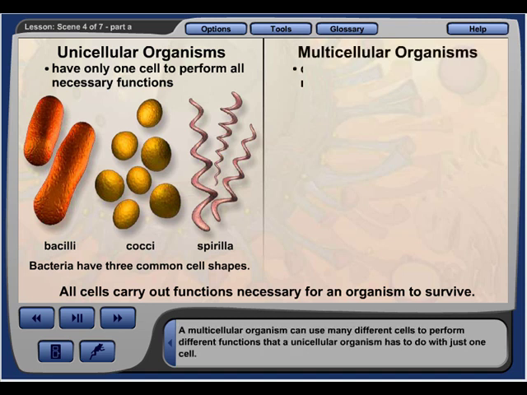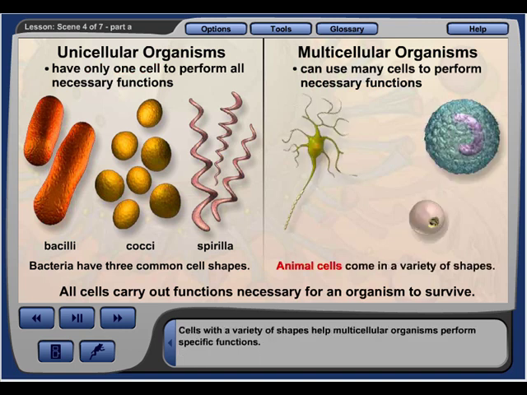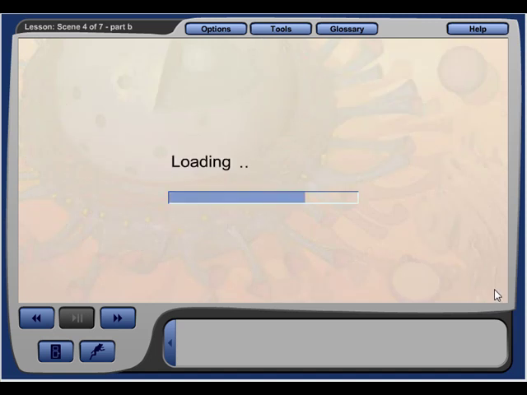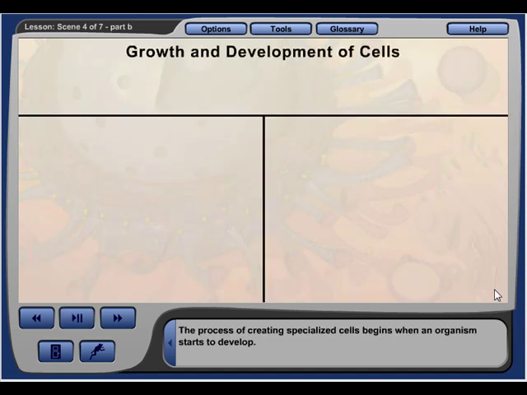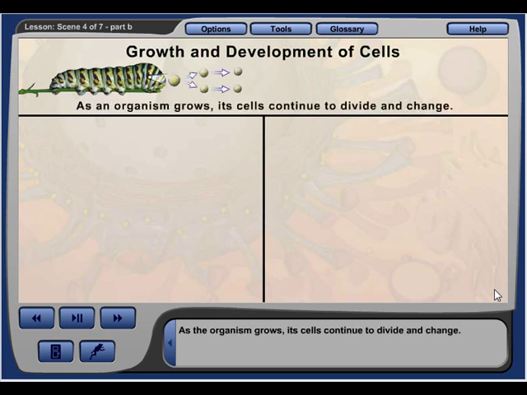A multicellular organism can use many different cells to perform different functions that a unicellular organism has to do with just one cell. Cells with a variety of shapes help multicellular organisms perform specific functions. The process of creating specialized cells begins when an organism starts to develop. In the beginning, most of its cells are similar. As the organism grows, its cells continue to divide and change.